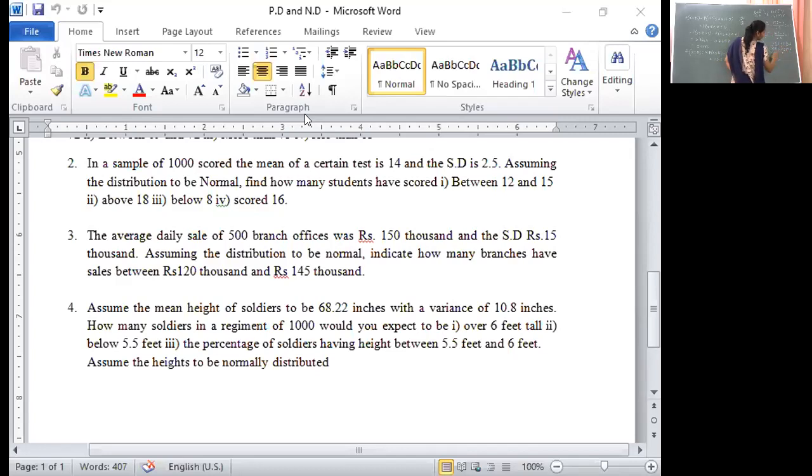Here the difference between upper limit and lower limit is 1, here it is 0.9. That's why in continuous class intervals, you have to keep the interval the same.